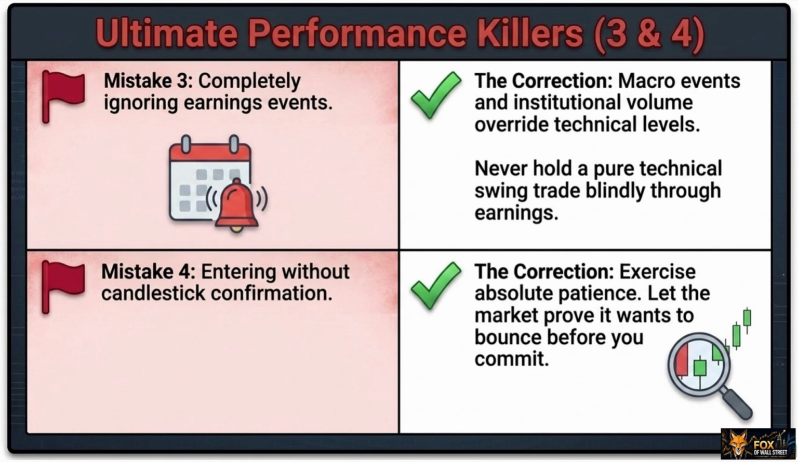Third, completely ignoring earnings events. Never, ever hold a pure technical swing trade blindly through an earnings report, because macro events and institutional volume are always going to override technical levels. And finally, entering without candlestick confirmation. You need absolute patience here. Let the market prove it wants to bounce before you commit.